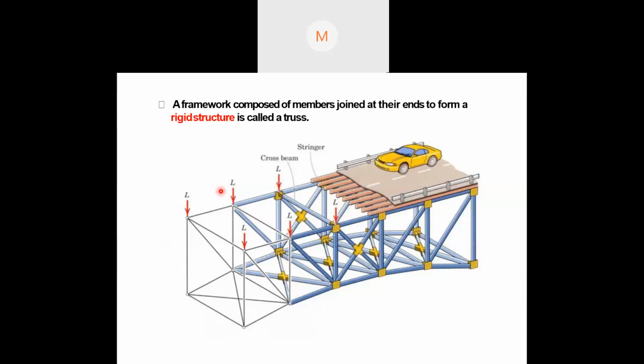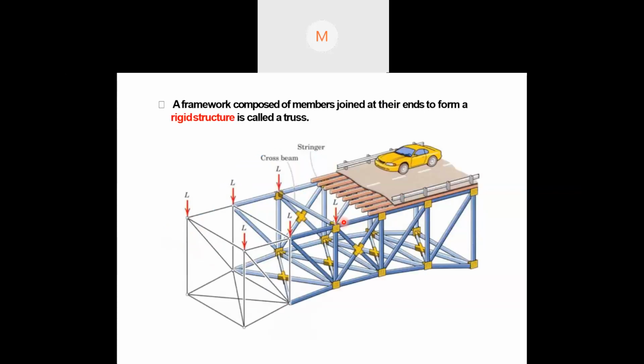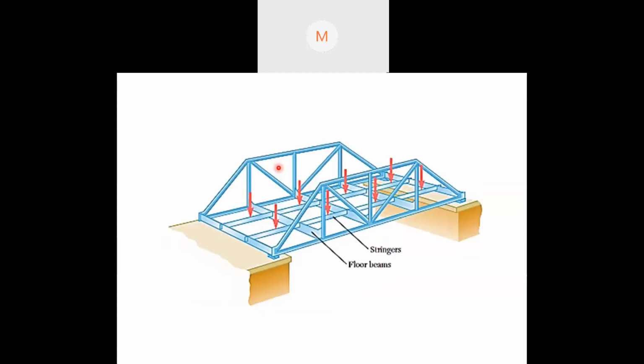Okay, this one, this one, this one, it is joining here. Then these are all giving cross beams. These cross things are called cross beams, and this one is called stringer. If you see here, this main part is known as stringer, and these are called cross beams.